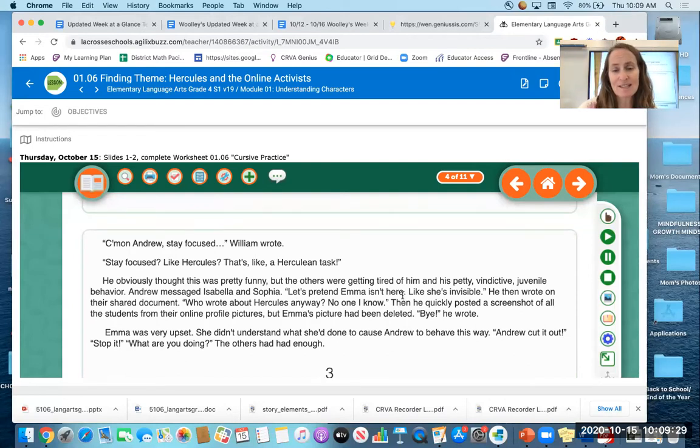"Let's pretend Emma isn't here, like she's invisible." Then he wrote on their shared document, "Who wrote about Hercules anyway? No one I know." Then he quickly posted a screenshot of all the students from their online profile pictures, but Emma's picture had been deleted. "Bye," he wrote. Emma was very upset. She didn't understand what she'd done to cause Andrew to behave this way.